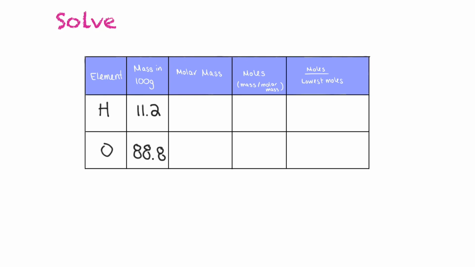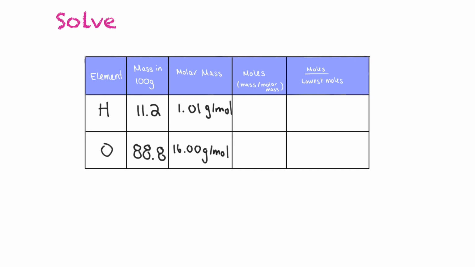88.8. Now we need to go to our periodic table and find our molar mass. For hydrogen, it's 1.01 grams per mole. And for oxygen, it's 16.00 grams per mole.